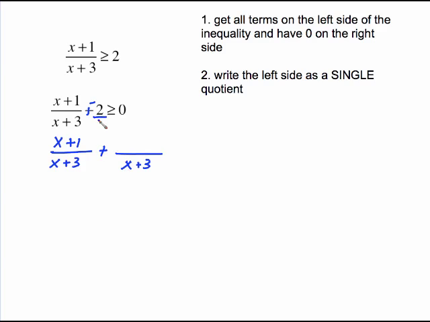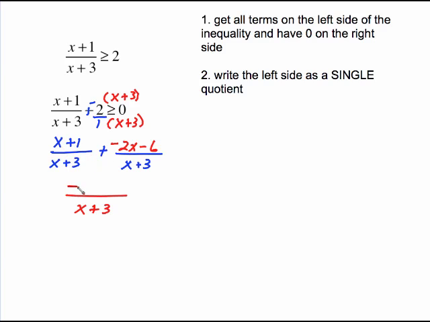This denominator is 1, so I need to multiply that denominator by x plus 3 to create the common denominator of x plus 3. If I multiply the bottom by x plus 3, I have to multiply the top by x plus 3. Remember that is a negative 2, so negative 2 distributed through here makes negative 2x minus 6. So we have our common denominator. Keep your denominator. Combine your numerators.